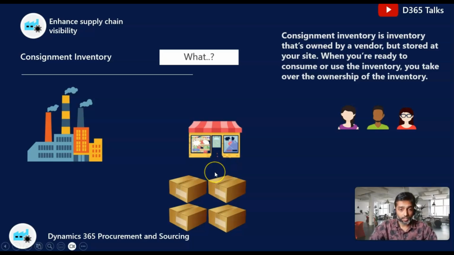This is a fantastic capability, I would say, because even though you have the inventory on your premises, it is under the ownership of the manufacturer, and only when you need the inventory to consume for your production, or if you want to resell it, only in those cases you change the inventory ownership from the manufacturer to the retailer, and then you can consume it or sell it to the end customers. So this is the idea of having consignment inventory.